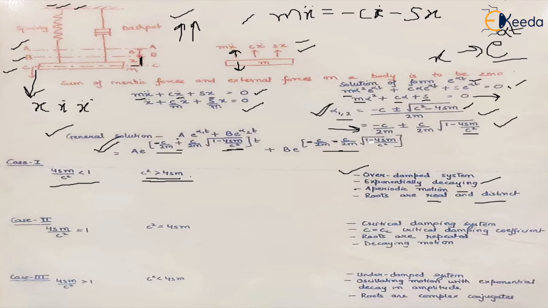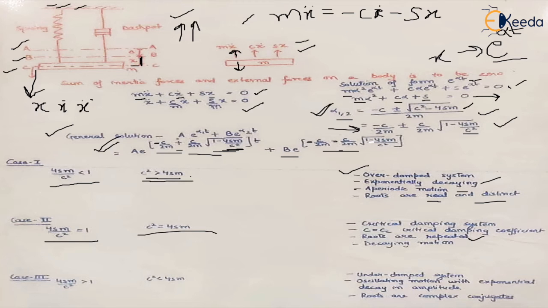The second possibility is that 4sm upon c square is 1, which means c square upon 4sm is 1. So if this factor is 1, it will be 1 minus 1. The second factor will be eradicated. What will we be left with? A e raised to the power minus c upon 2m t, and the same plus B e raised to the power minus c upon 2m t. That means both the roots are repeated.